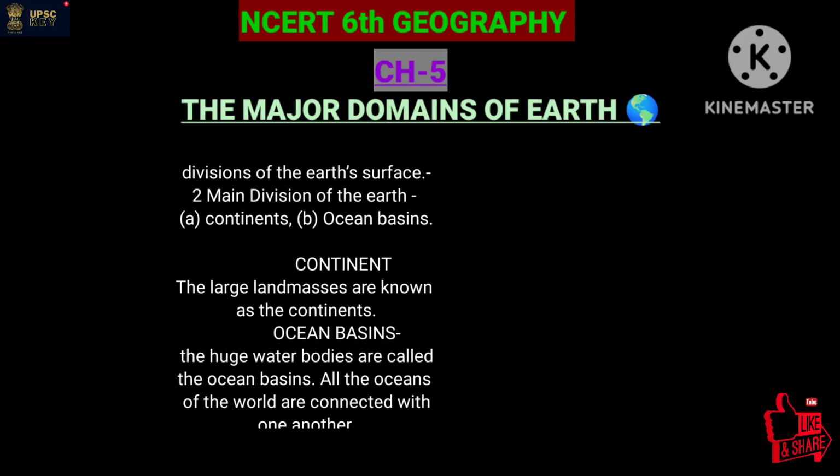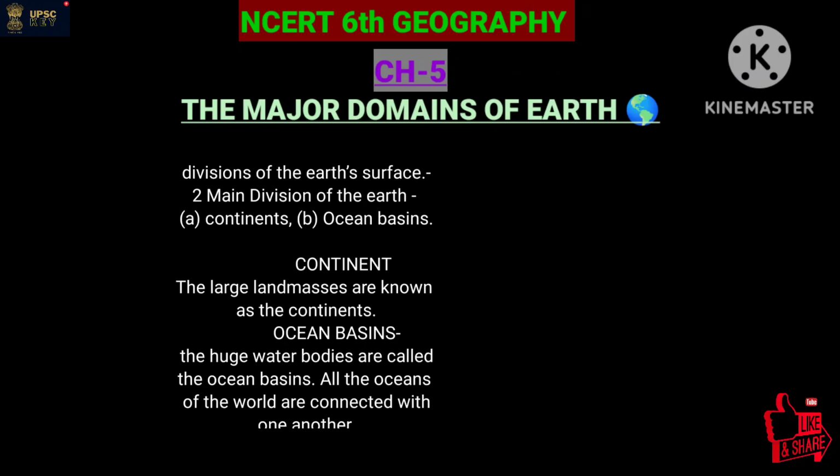Divisions of the earth's surface. The main divisions of the earth's surface are first, continents, and another, the ocean basins. What are the continents? The large land masses are known as the continents. And what are the ocean basins? The huge water bodies are called the ocean basins.